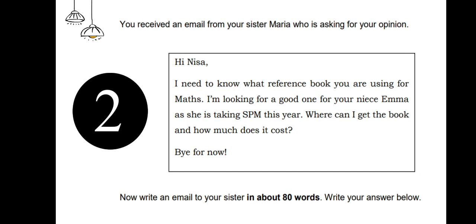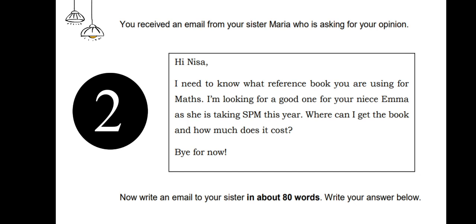The first one, "I need to know what reference book you are using for maths." So you have to mention what reference book you are using for maths. Question number two, where can I get the book? So you have to mention, maybe you can talk about the nearest bookstore, or you can talk about buying the books online. You can mention them in the answer later. And then how much does it cost? You have to mention the price of that reference book. There are three questions here. Make sure you understand the question. Make sure you analyze the question so that you know what are the things that you need to answer later in your reply. Alright?